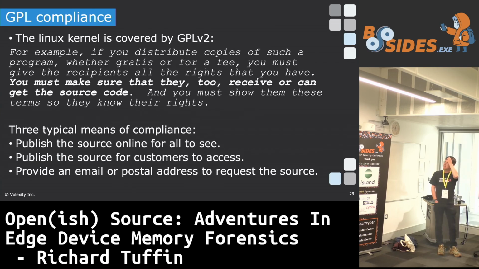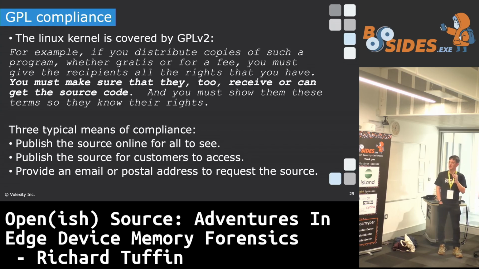Yeah, so GPL compliance. The Linux kernel is GPL v2. You must make sure that they too receive or can get the source code. Great, problem solved. There are three typical ways that vendors comply with this. One is they publish it for everybody to see online. That's great, that's easy, download it. The other is they publish the source for customers to access, and that might well mean you're paying several thousand pounds for a support license for that particular product before you can get to that. That also gets tricky in situations like I encounter where I don't have a license to the product, my customer has a license to the product, and that communication can get quite tricky.